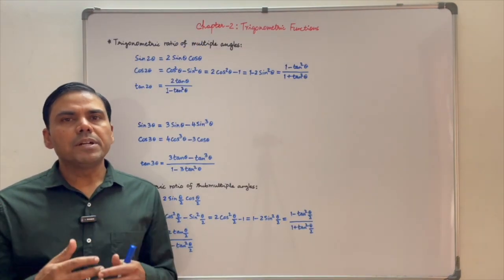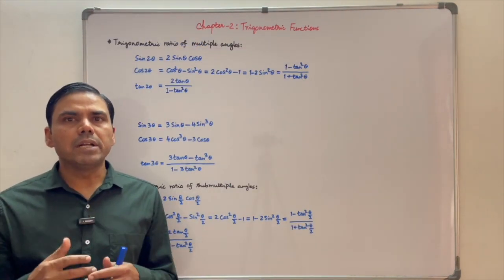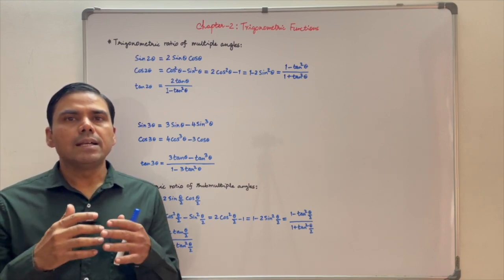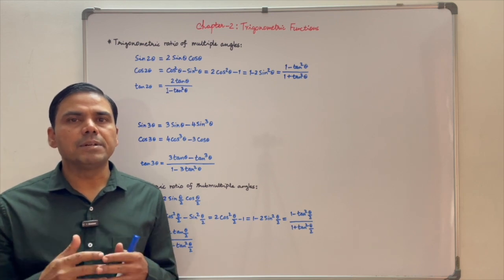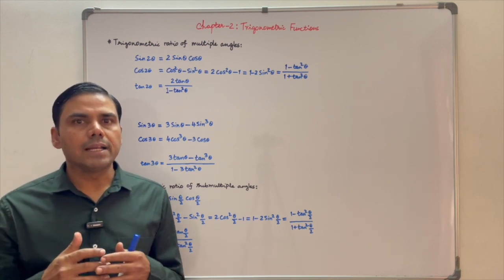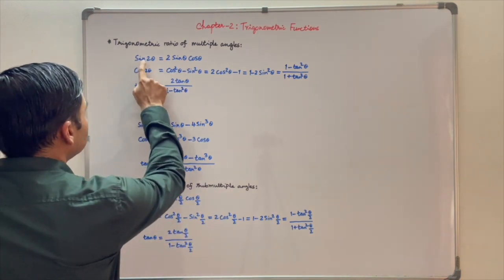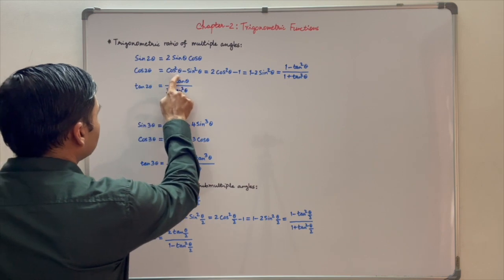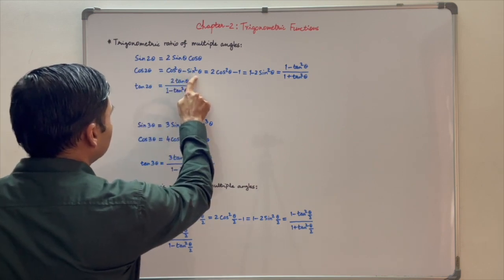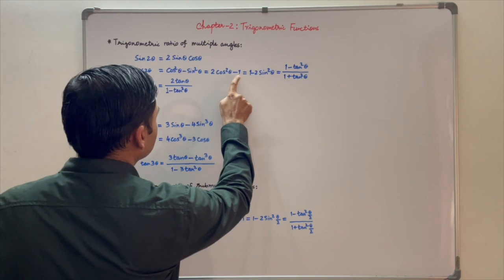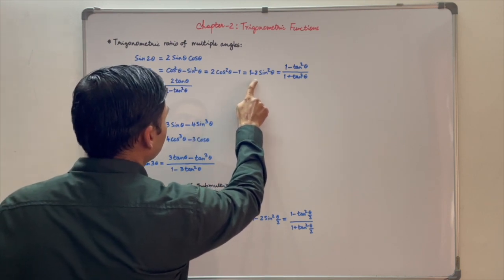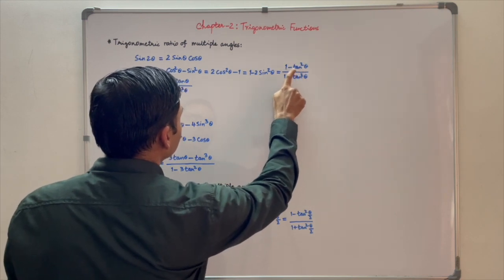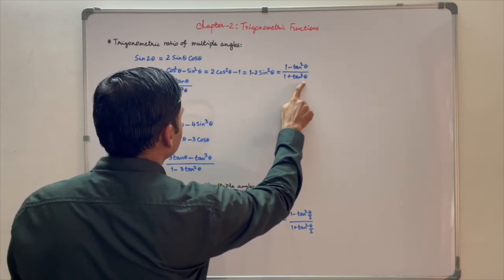Now let us see trigonometric ratios of multiple and submultiple angles. Multiple angles such as 2 theta and 3 theta, and submultiple angles such as theta by 2. First we will see multiple angles. Sin 2 theta is equal to 2 sin theta cos theta. Cos 2 theta is equal to cos square theta minus sin square theta is equal to 2 cos square theta minus 1 is equal to 1 minus 2 sin square theta is equal to (1 minus tan square theta) upon (1 plus tan square theta).